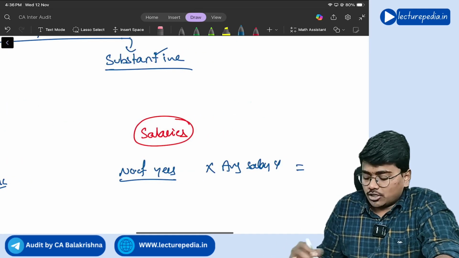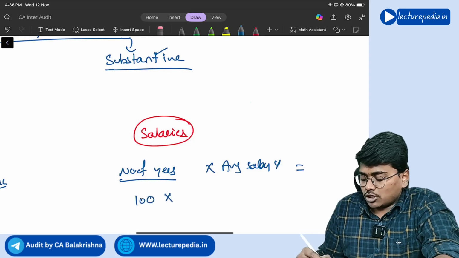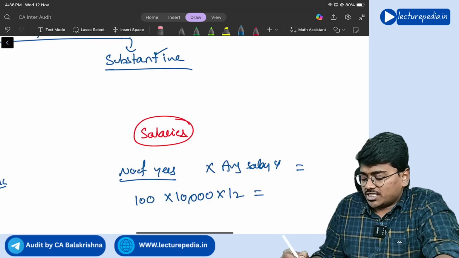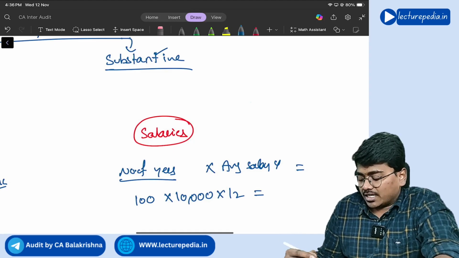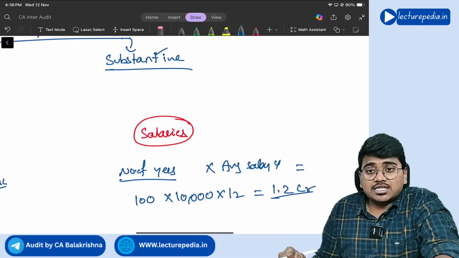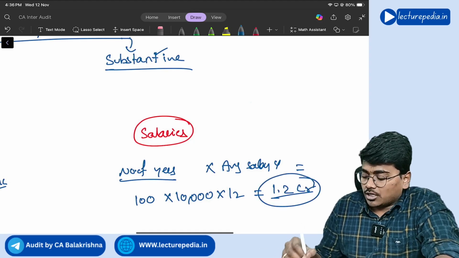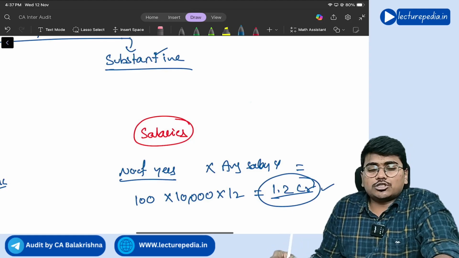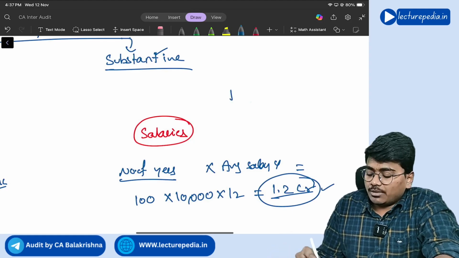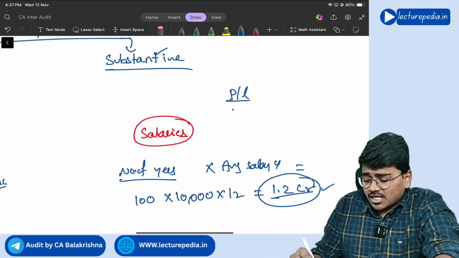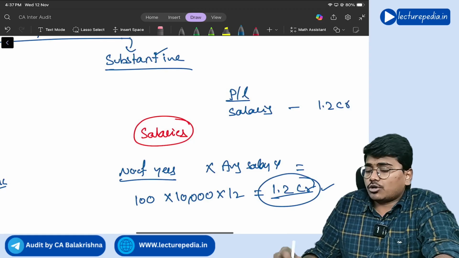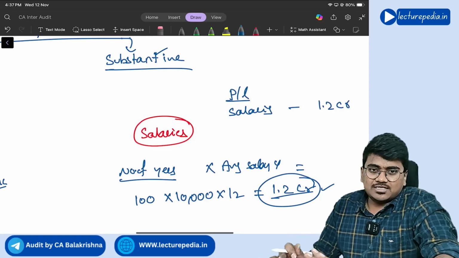You will multiply. So let's say 100 employees, on an average you are giving 10,000 salary into 12 months. How much will it become? 1 lakh, 10 lakh, 1 crore, 20 lakh, right? 1.2 crore. So now you will see, based on your analysis, 1.2 crore should be present in the P&L. So in the P&L, in the salaries, actually how much is there? If it is 1.2 crore only, then it is fine. Your analysis is correct.